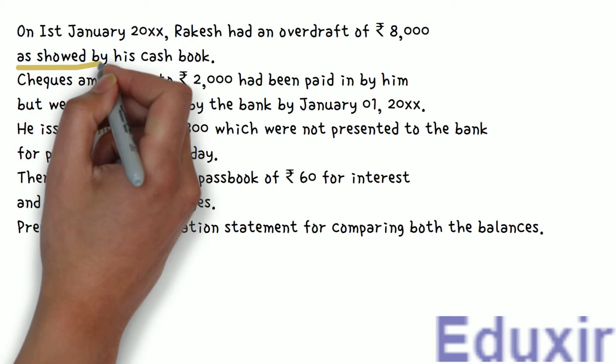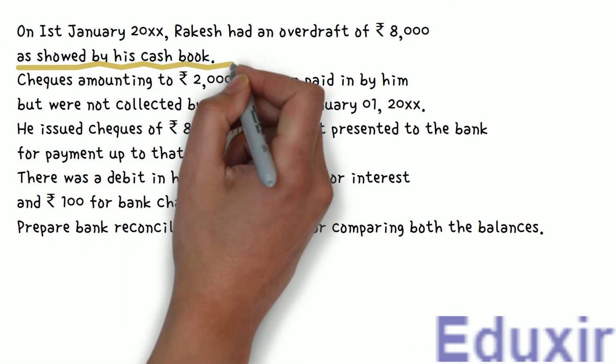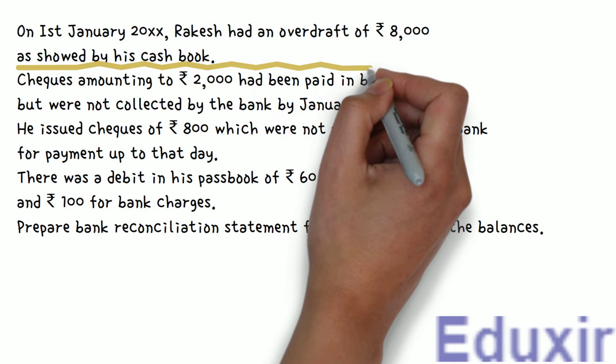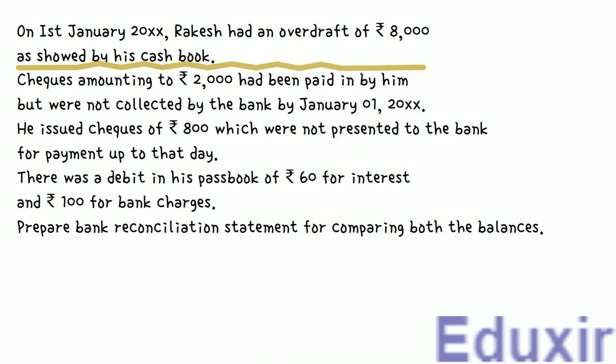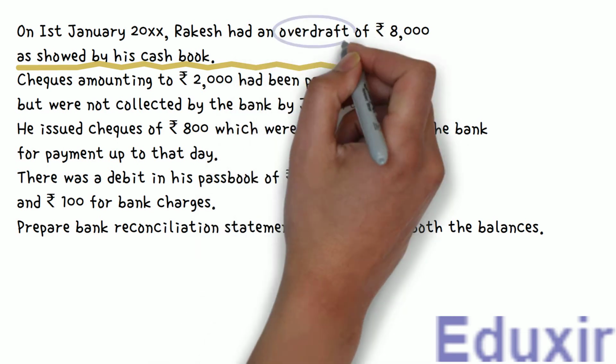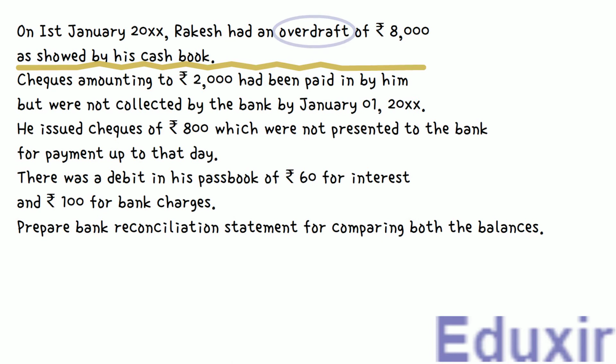Now, with this information at our disposal, let us now proceed with the analysis of each of these details in the problem. Here, it is given that the balance as per the cash book of Rakesh is 8,000 rupees of overdraft. As you know, the overdraft in the business cash book is a credit balance. Also, when there is an overdraft, we call it unfavorable balance of the cash book. So, in this problem, the overdraft as per the cash book is given and we need to find the balance in the passbook. Let us enter these details into the bank reconciliation statement.